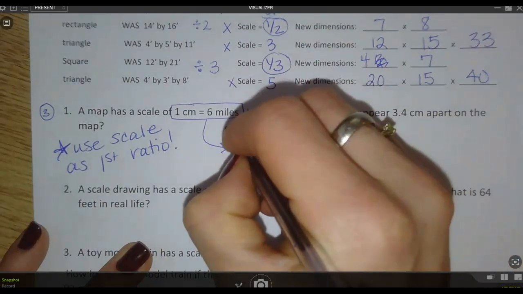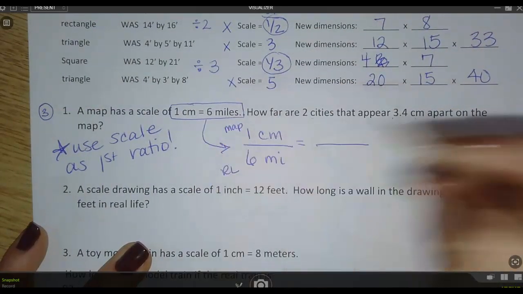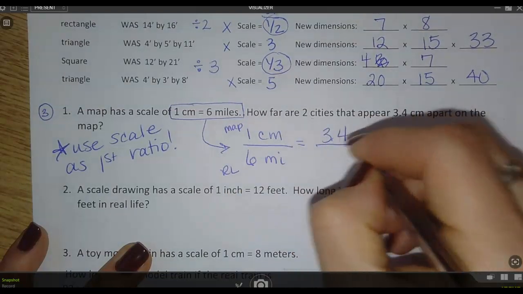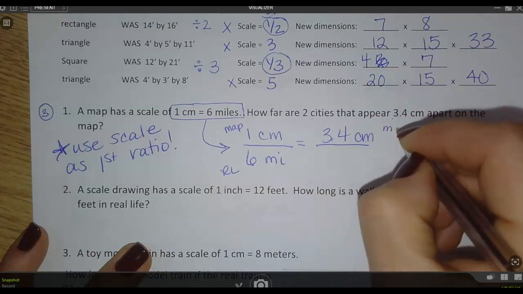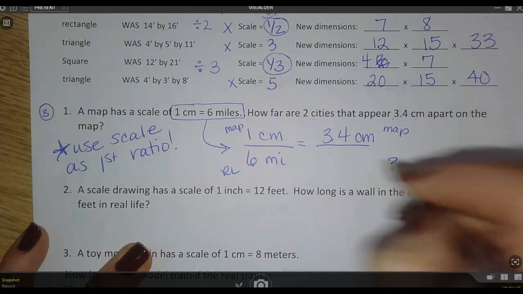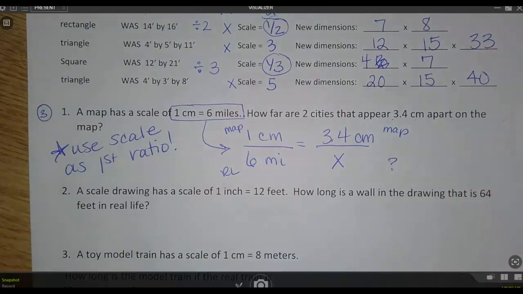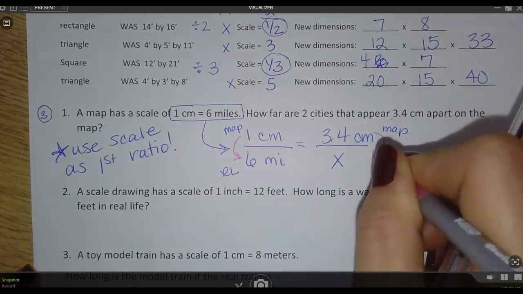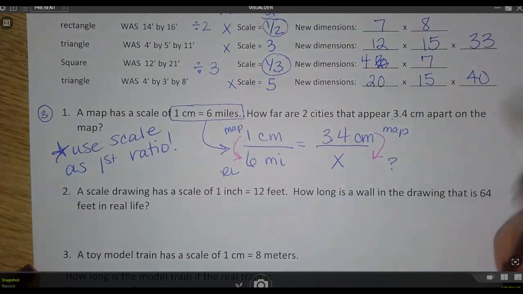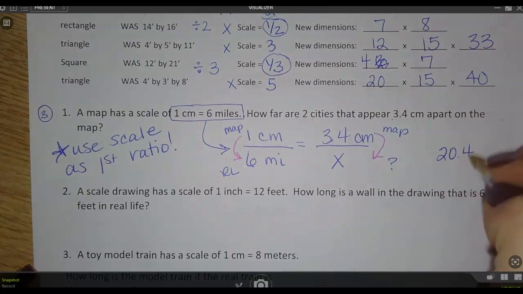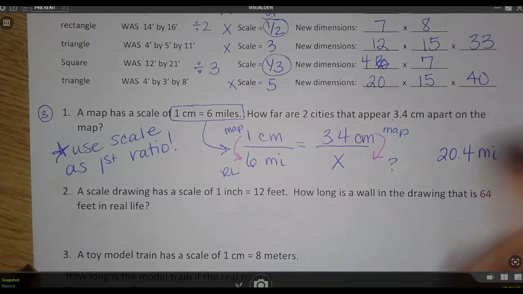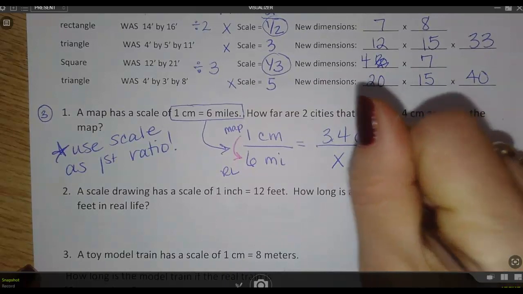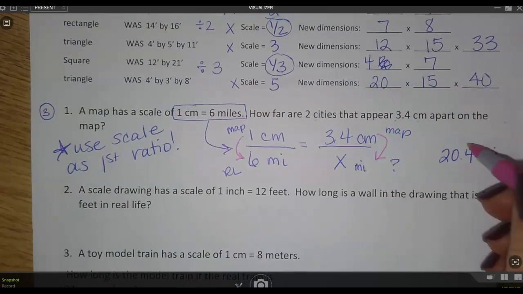Well, this is the map. This is real life. So 3.4 centimeters apart on the map. How far in real life? And then I would cross multiply. Okay, here I actually have an easy arrow if I want to use it, right? Times 6, you could do that. And I got 20.4 miles, because these units down here are miles, apart in real life.